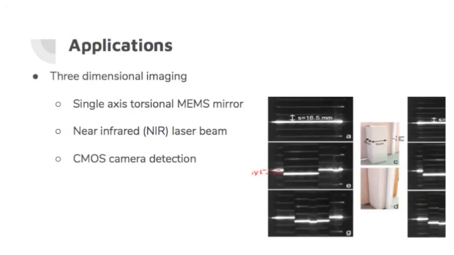Another application is 3D imaging. Structured light can be projected onto the measured object using a scanning microsystem that employs a single-axis torsional MEMS mirror that steers a near-infrared laser beam on a diffractive silicone microstructure, which shows a deformation of the projected line that is then detected with the CMOS camera. From the line deformation, object depth and size are determined.